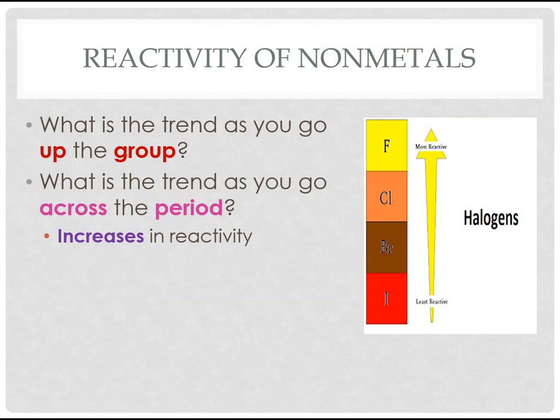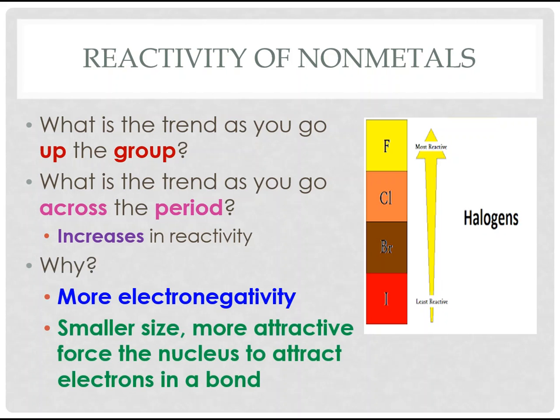All right, just two more little things and we'll be done. What is the trend as you go up the group for reactivity of nonmetals? What is the trend as you go across the period? Well, as you go up and to the right, the reactivity of nonmetals has a tendency to increase. Now let's talk about why. As you go up and to the right, you're increasing the electronegativity. Why does the electronegativity increase? Because those atoms are smaller and they have more protons for their size. Smaller atoms with more protons are going to have a stronger attractive force for electrons.